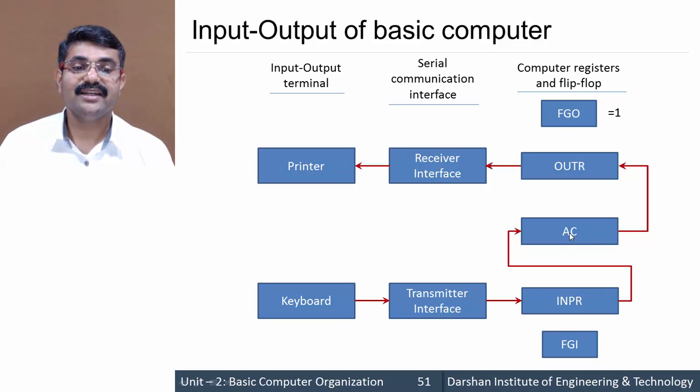From AC, the content is transferred to outer when FGO is 1. So when FGO is 1, the content from the accumulator is transferred to outer. But when FGO becomes 0, the content of outer is transferred to the receiver interface, and again FGO is set to 1 to receive another data from the accumulator. And by that time, the receiver interface will maintain a queue, and it will transfer the data to the output device. So this is how the input-output system of a basic computer works.